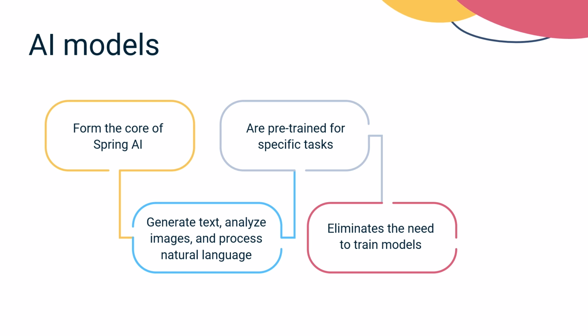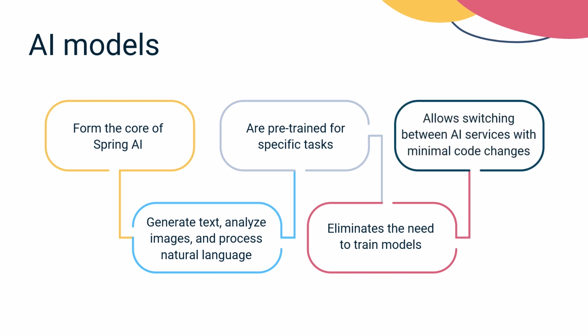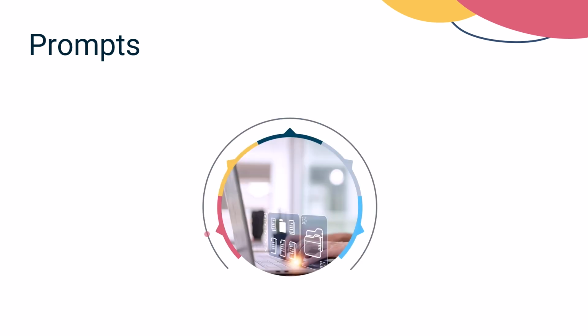The framework abstracts away the differences between these services, allowing you to switch between them with minimal code changes. This is similar to how Spring's Java Database Connectivity, or JDBC, templates let you switch between different databases without changing your application code. Prompts are the instructions you send to AI models.